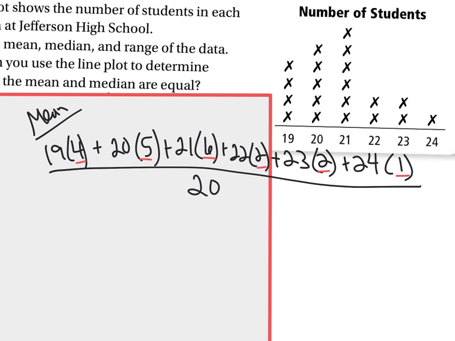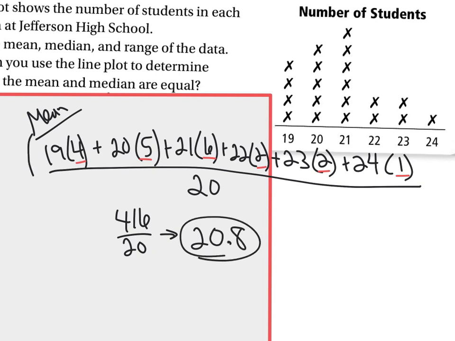When you do these problems, I'd like you to show what you're doing first of all, and then show me what your total is and what you're dividing by. Okay? So the total for this problem should be 416, and then we're going to divide that by 20. So that would equal 20.8, 20 and 8/10.